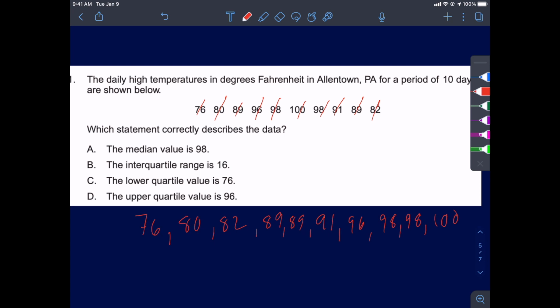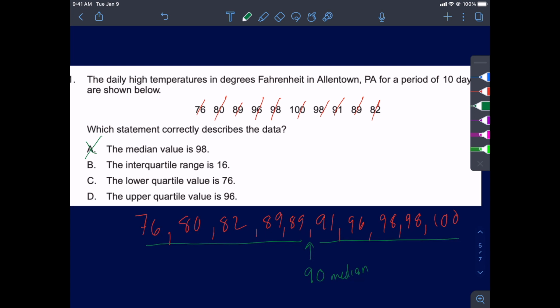So what is the median? So let's look at our data. We have 10 numbers, of course. That means there's going to be 5 below and 5 above. So the median will be right in the middle of two numbers in this instance. So the median will be right between 89 and 90. What number is the average of 89 and 90? 91? It is 90. So 90 is the median. So that means it's definitely not letter A. The median is not 98.